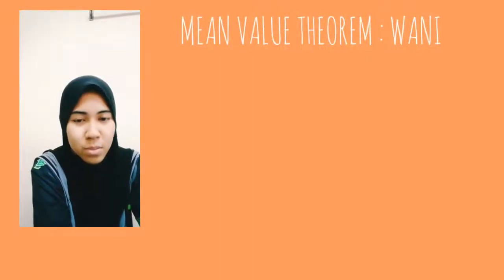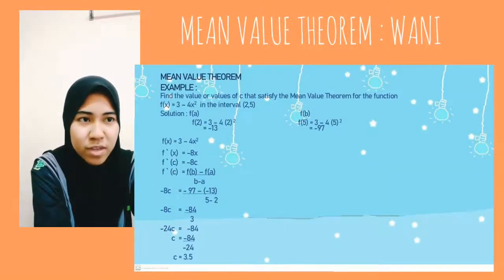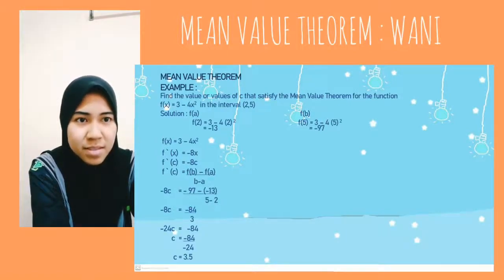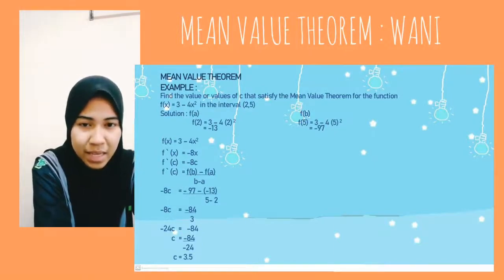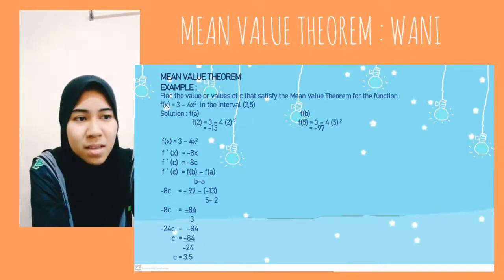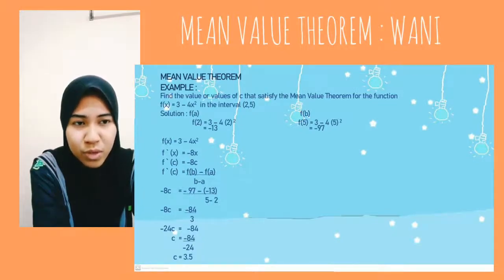So now I will explain the mean value theorem. What is the mean value theorem? The mean value theorem for differentiation states that if f(x) is differentiable on (a, b) and continuous on [a, b], then there is at least one point c in (a, b) where f prime c equals f(b) minus f(a) divided by b minus a. So the question is, find the value or values of c that satisfy the mean value theorem for the function f(x) equal to 3 minus 4x squared in the interval 2, 5. We have to find the values of c that will satisfy the mean value theorem from the function given.